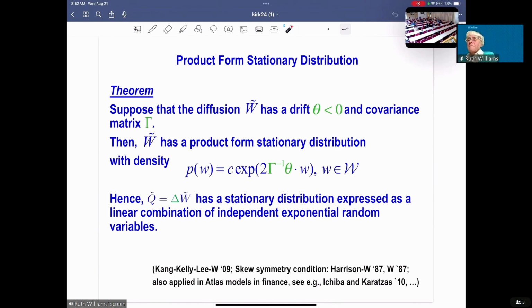And in fact, Mike Harrison and I proved the underlying analysis of the stationary distributions, which satisfies the so-called skew symmetry condition, back in the 1980s. And I think it's a testament to why it's good to work on problems just because they seem to be mathematically interesting, that they can turn out to have applications in unexpected places. So in fact, this skew symmetry condition comes up not only in this bandwidth sharing model, but also in Atlas models in finance. Professor Ichiba, I think who might be here, can tell you all about that.